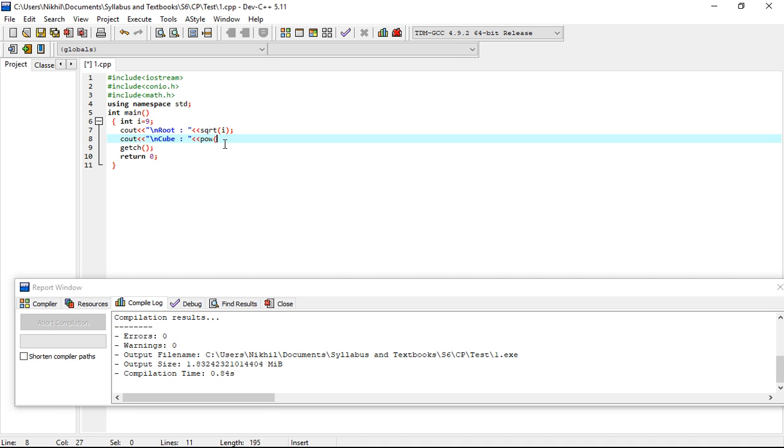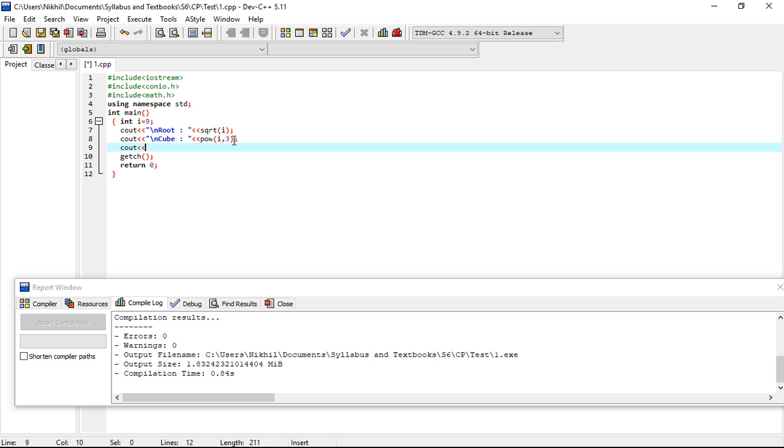Now the power function has two parameters. Every exponential value you want to calculate has a base and the exponent, right? So if you want to calculate 9 raised to 3, we'll write 9 comma 3 here, the base first and the exponent. So in this case we are making use of the variable I. So instead of 9 I'll write I. So with this function over here, I can find the cube value of the variable I, right?